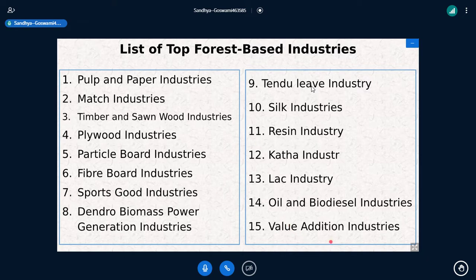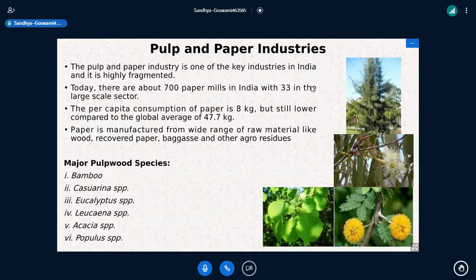So here you have 15 forest-based industries in the list. Some are wood based, some are non-wood based forest industries, right? So one by one we will talk about these industries now. First, the pulp and paper industry. Pulp and paper industry, on a daily basis we use them, right?